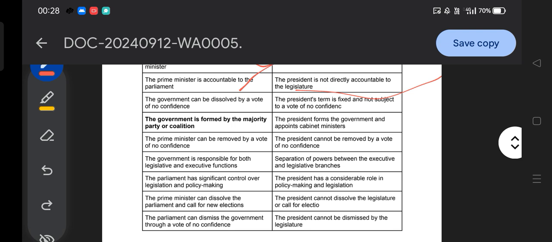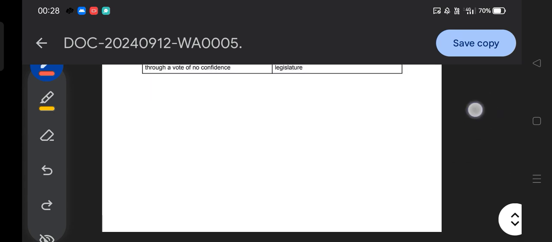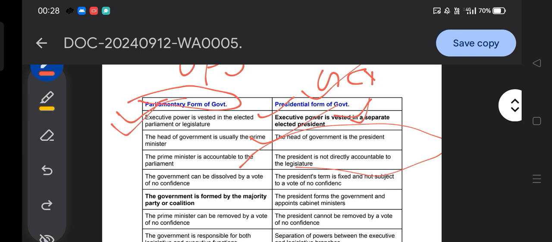Then the president has a considerable role in policy making and legislation. We have discussed that the president cannot be displaced by the legislature. So guys, this is all about the difference between the parliamentary form of government and the presidential form of government. I hope this is pretty clear to all of you.